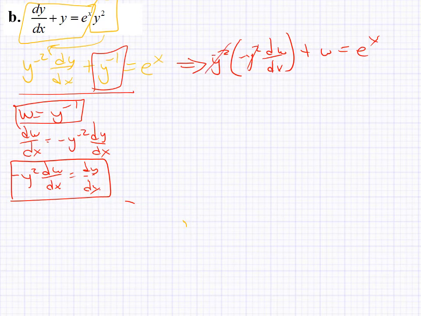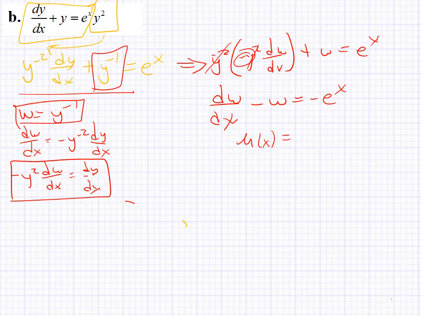Well, these two will cancel. Move this negative through. We get dw/dx minus w equals negative e to the x. Now we have a linear. We look at our mu, which is e to the integral of negative 1 dx. So that gives me e to the negative x.